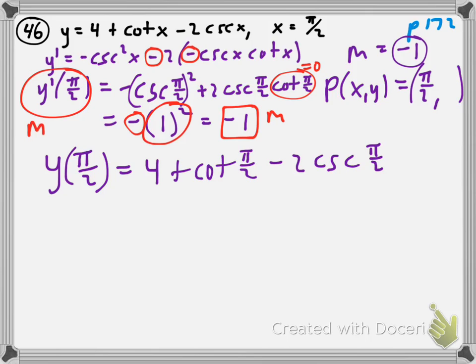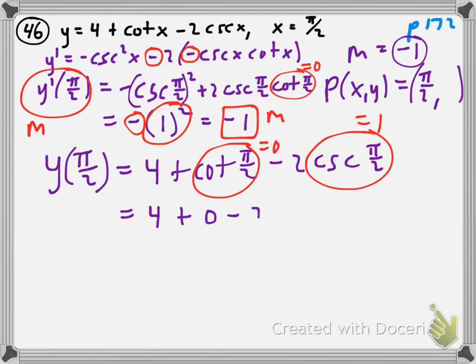And again, the cosecant of pi over 2 is 1. The cotangent of pi over 2 is 0. So what we end up getting here is y at pi over 2 is 4 plus 0 minus 2 times 1, which is 4 minus 2, so we get 2. So that value right there is our y coordinate when the x coordinate is pi over 2.